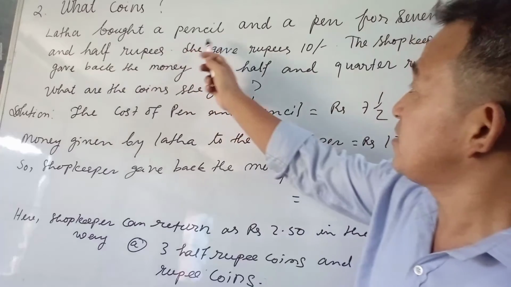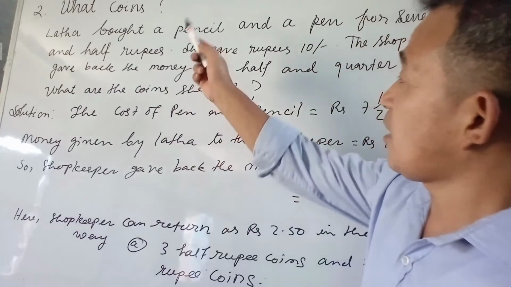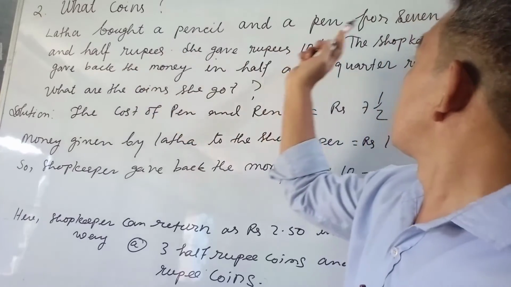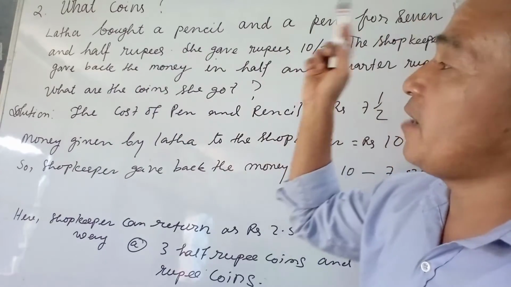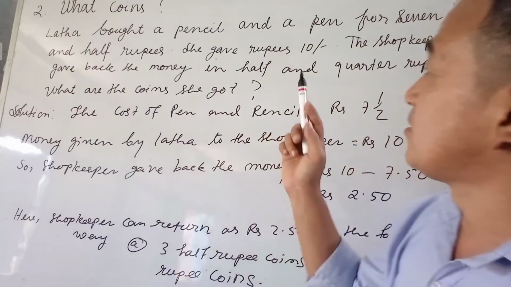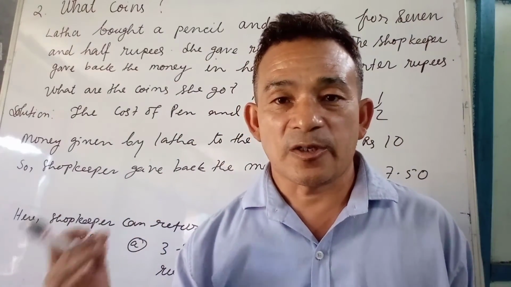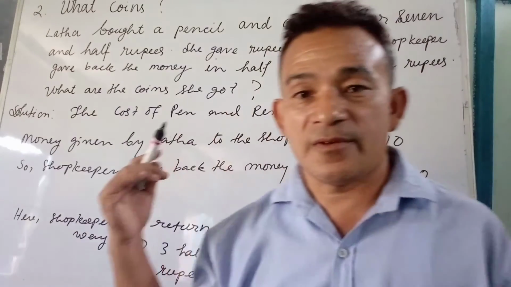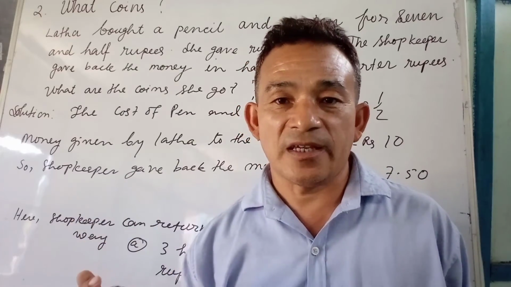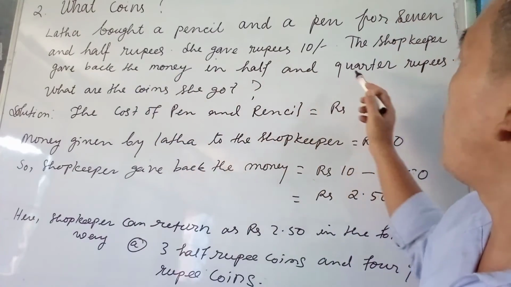Latha bought a pencil and a pen for 7.5 rupees. That means the cost of the pen and pencil is 7.5 rupees, okay. 7.5 rupees means 7 rupees 50 paise. She gave 10 rupees. Now Latha didn't have 7.5 rupees with her. She has only a 10 rupee note. Now the shopkeeper gave back the money in half and quarter rupees.